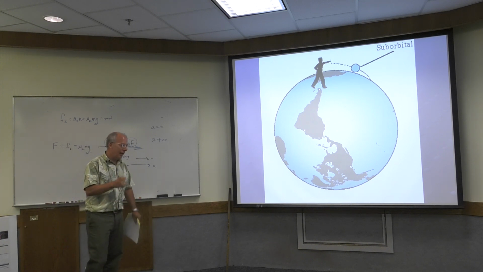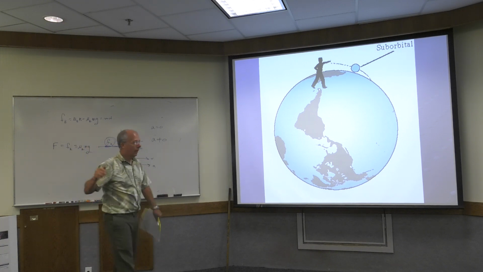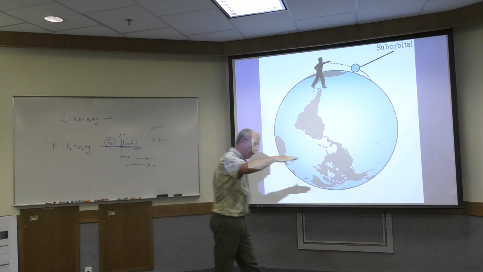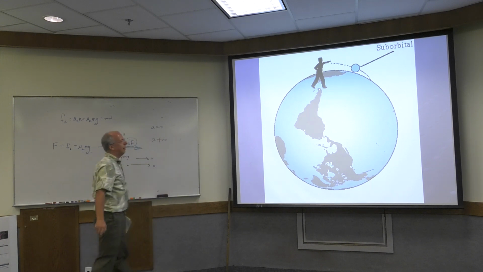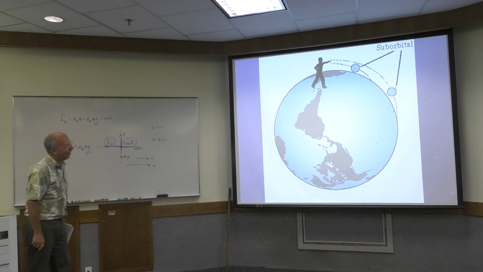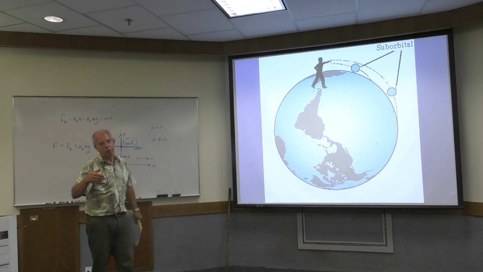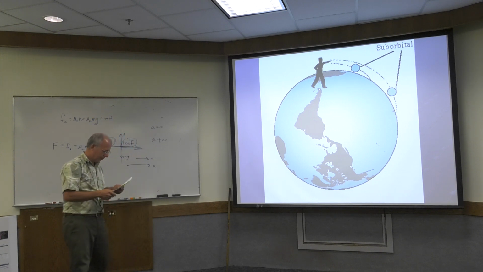Now I'm going to take that same ball and I'm going to throw it harder. So now it's not going to just fall down quickly. It's going to fall down maybe over here or something like that. Pretty far, right? And again, once the ball leaves my hand, the only force acting on it is gravity. We're ignoring air resistance, so it's free fall.